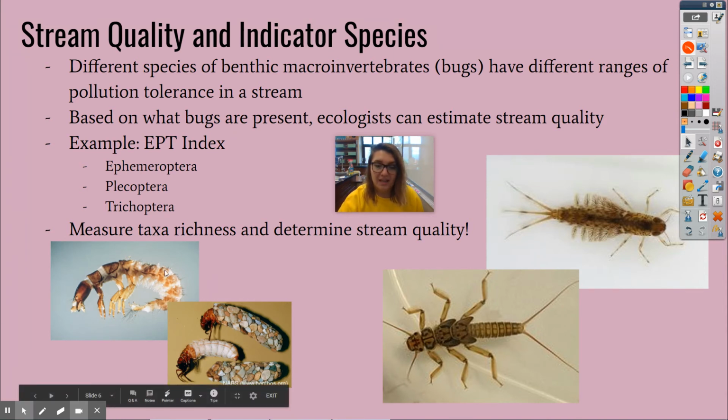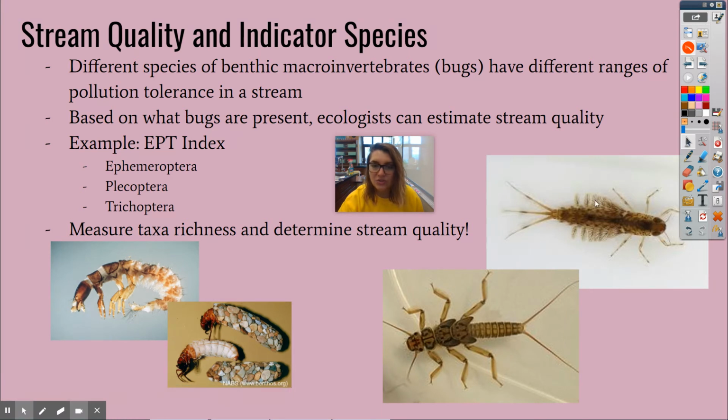If you found one of these guys, it was like winning the lottery. These two are a little more pollution tolerant. This one, not pollution tolerant at all, but this one is. So you could use the different ratios of these three organisms to really estimate stream quality.